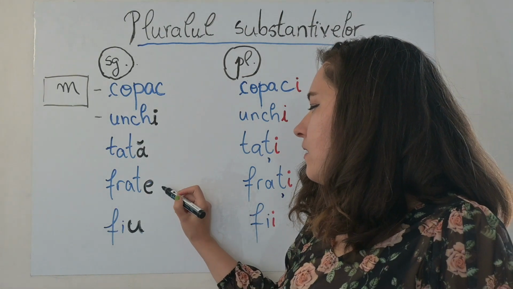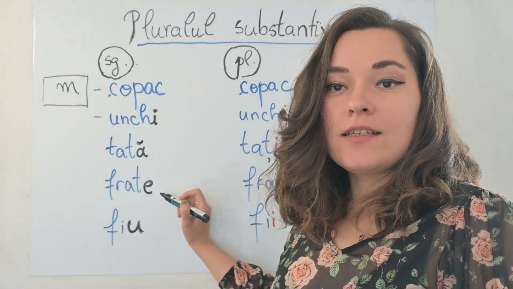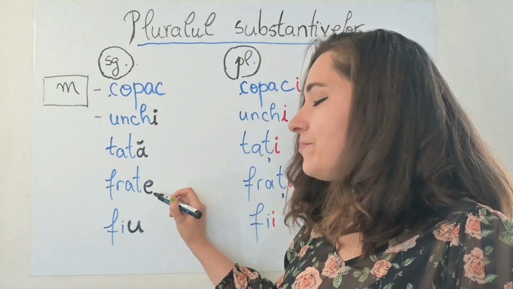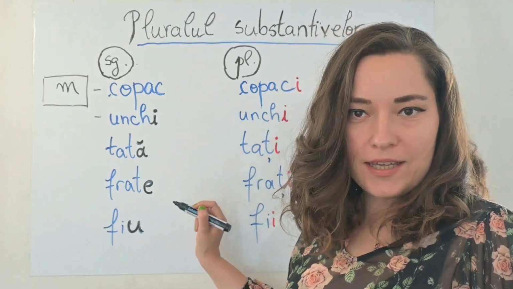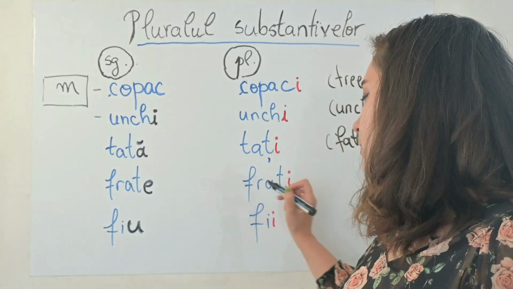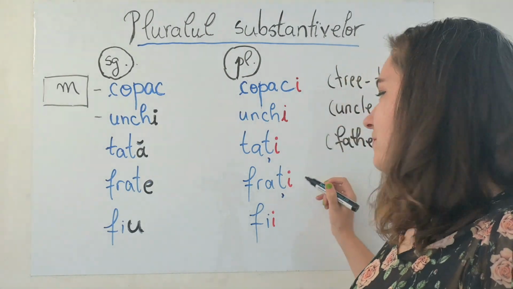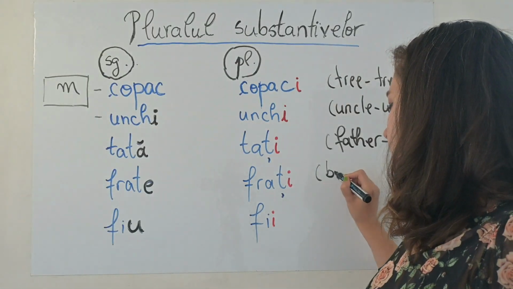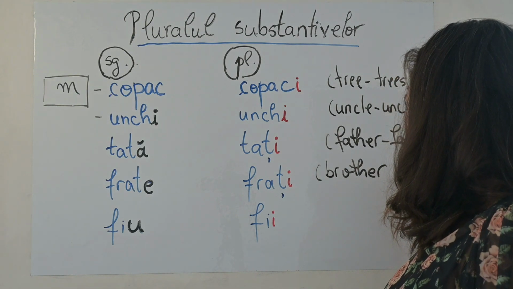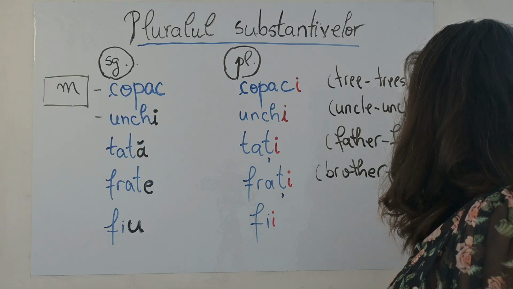Okay. Masculine, substantiv masculin, ending in e. Frate. Again, we add I at the plural. Frate, plural, frați. I. Brother. Brothers.